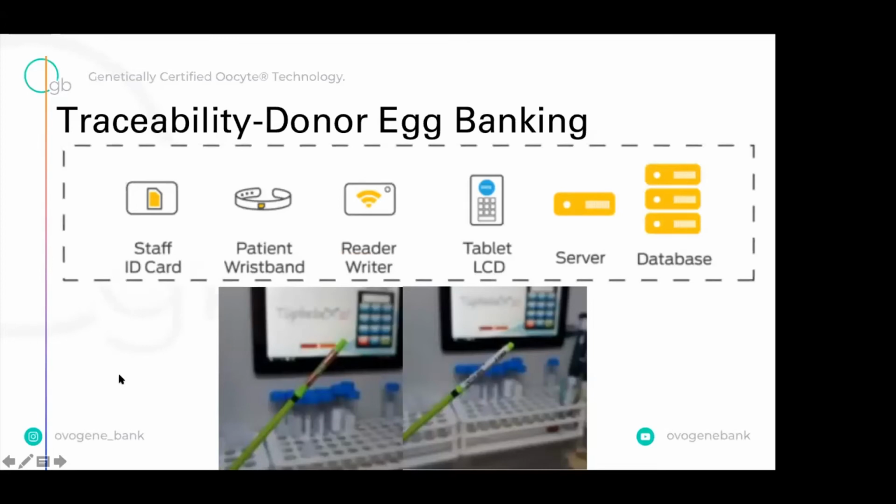So this is basically how a witnessing system works for egg banking. Each embryologist has a staff ID card, so we are able to understand which embryologist performed the whole process. The patient goes through the whole process with a patient wristband. We have readers and writers everywhere in the laboratory. For each cryotop and each dish, before denudation and before puncture, we verify the witness electronically, and all data is kept on the tablet, the LCD, and also our server. By this way, we get total traceability of egg banking.